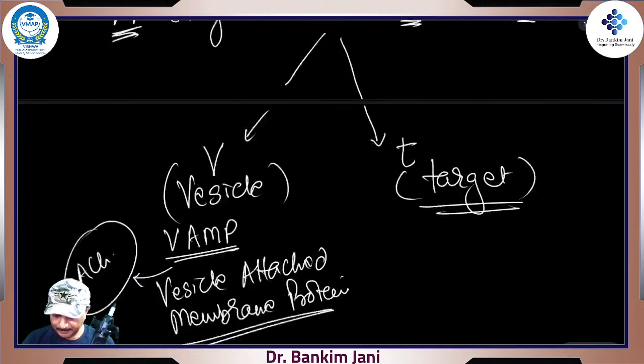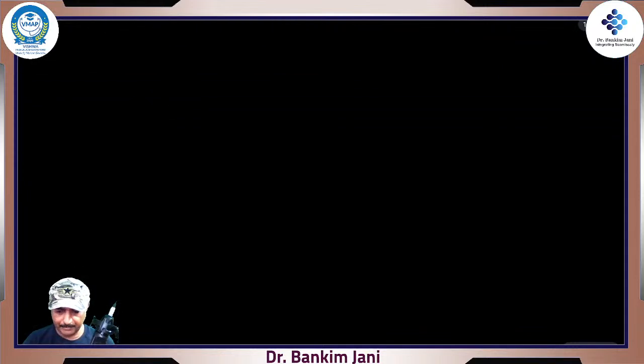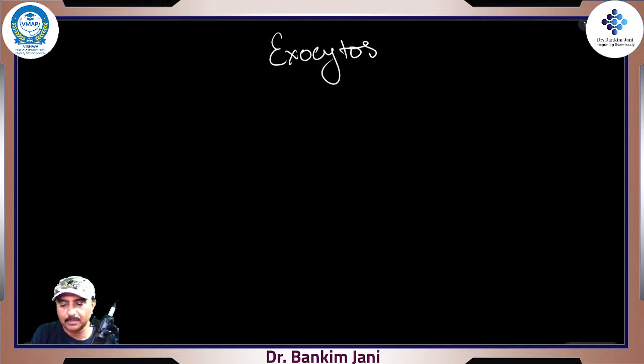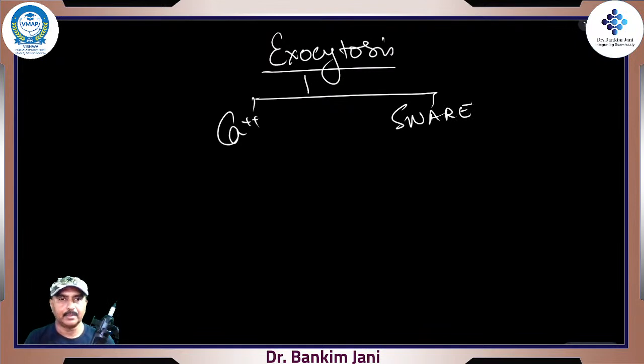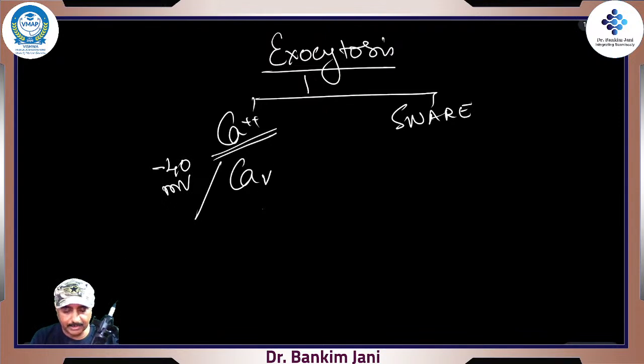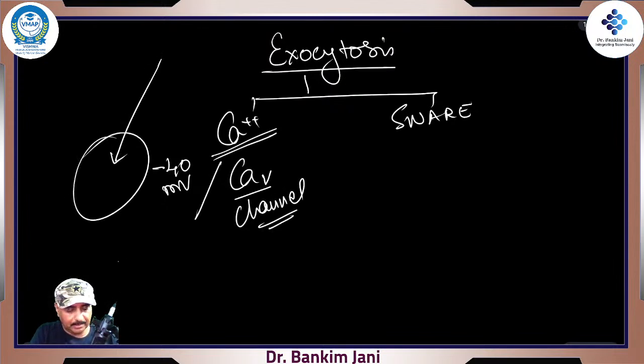So here we were: for exocytosis, calcium and the SNARE, that is synaptobrevin, are needed. From where is this calcium coming? This calcium is coming from that minus 40 millivolt, through the voltage gated calcium channels. That's where the calcium entry into the cell comes from. True?